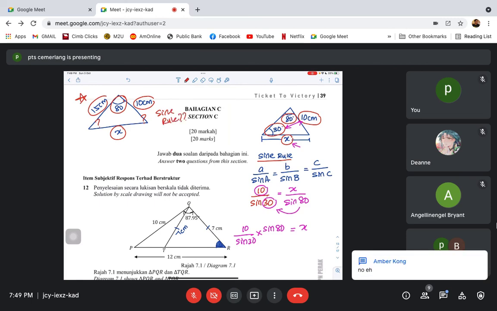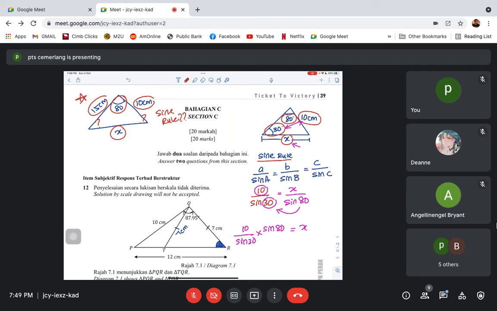Masih boleh guna sine rule? No lah. Kalau dia tak ada pasangan, you tak boleh guna sine rule. Pasangan kamu tak lengkap, you cannot use sine rule. Okay? Pasangan tak lengkap, you ada pasangan tapi dia tak ada dapat dua pasangan tu, you tak boleh guna sine rule. Okay? So when you cannot use sine rule, then the other method would be cosine rule.